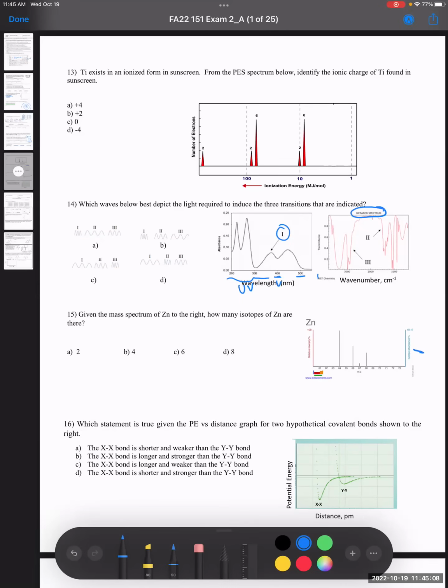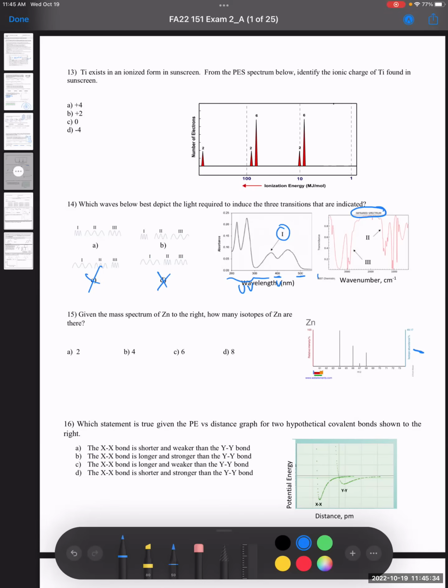Now, if you look at these options A, B, C, and D, it cannot be C because in C and D we have one with the longest wavelength. Therefore, those two options are out. And now between A and B, we now have the shortest wavelength for one, which is correct. Now we need to go to the infrared spectrum to solve this.